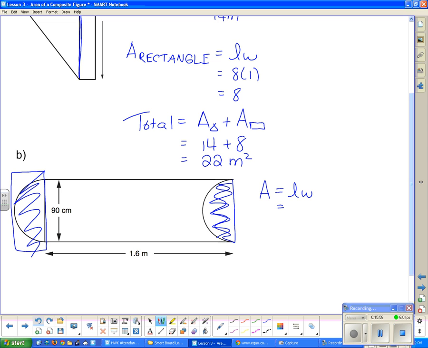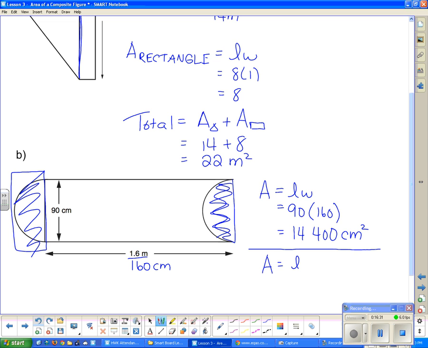The area is going to be length times width, and that's going to be 90 centimeters. And you got to watch it here. It gave this in meters. You always have to have things in the same units. So 1.6 meters is 160 centimeters. So we do 90 times 160 is 14,400 square centimeters.